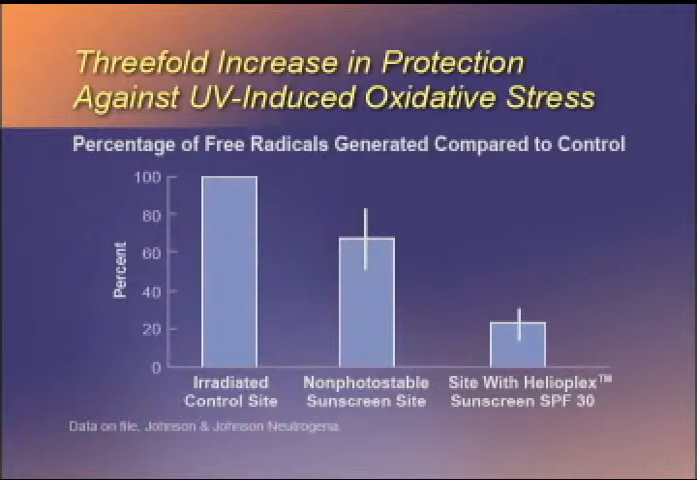Sunscreen with Helioplex helps reduce free radical formation in the skin. When sunscreen is applied evenly to the volar forearm, the sites to which sunscreen stabilized with Helioplex was applied generated 76% fewer free radicals compared with untreated sites, whereas sites to which non-photostable sunscreen, that is, without Helioplex, was applied, generated 30% fewer free radicals. The difference between sunscreens was significant. P was less than 0.001.